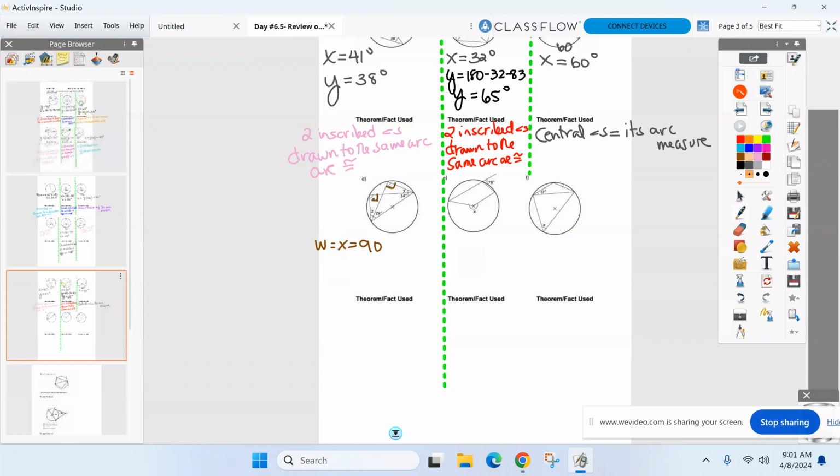All right, I don't know what Z and Y are going to be, but I know they're going to be congruent. Anybody see why? Z and Y are both inscribed angles drawn to the same arc. So I don't know what the degree measure is, but at least I know they're congruent. I'll let you figure out a method to find those. Don't overthink it. Fill in whatever you can.